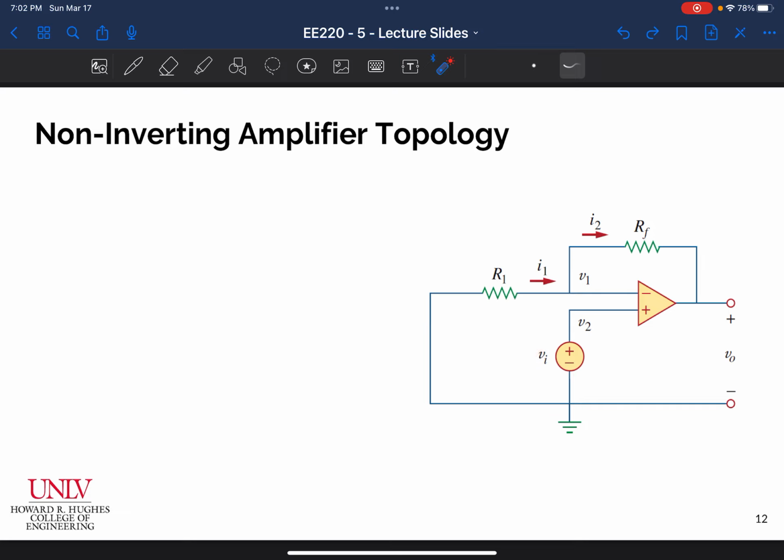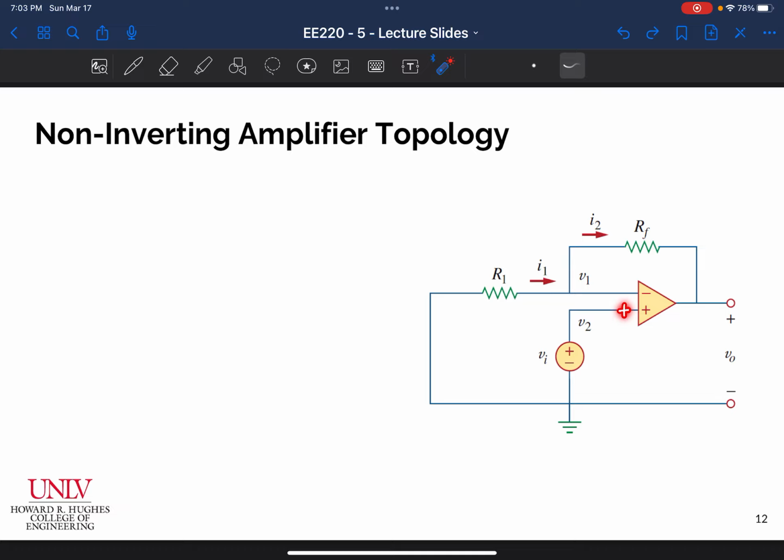So that's how you can distinguish the non-inverting from the inverting amplifier topology. Really, the feedback network of the resistors is going to be exactly the same. It's just a matter of where my input signal is. If my input signal is going to the plus terminal, then I'm on the non-inverting amplifier topology. If it's going to the minus terminal, then I'm on the inverting amplifier topology, okay? That's important. Hopefully that makes sense.